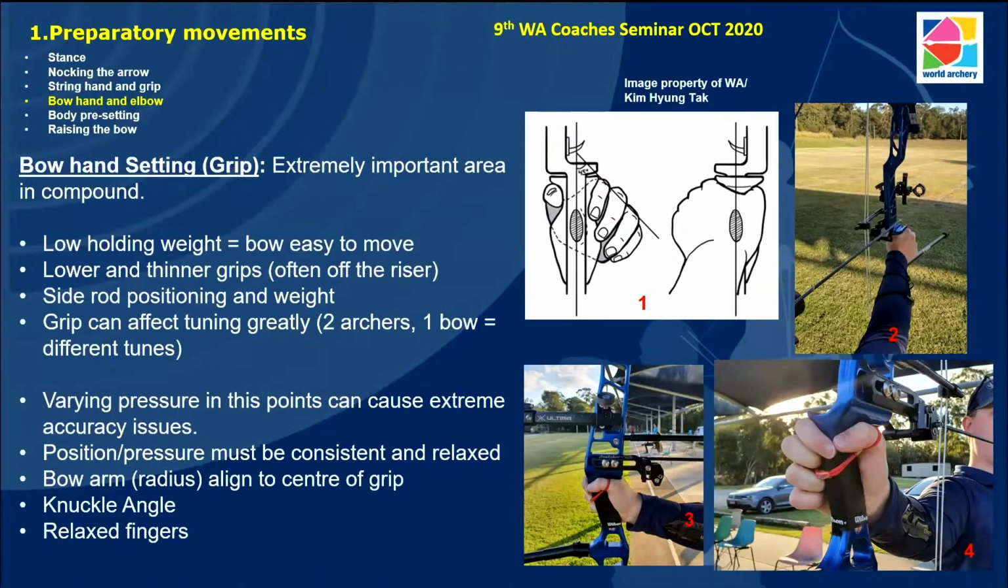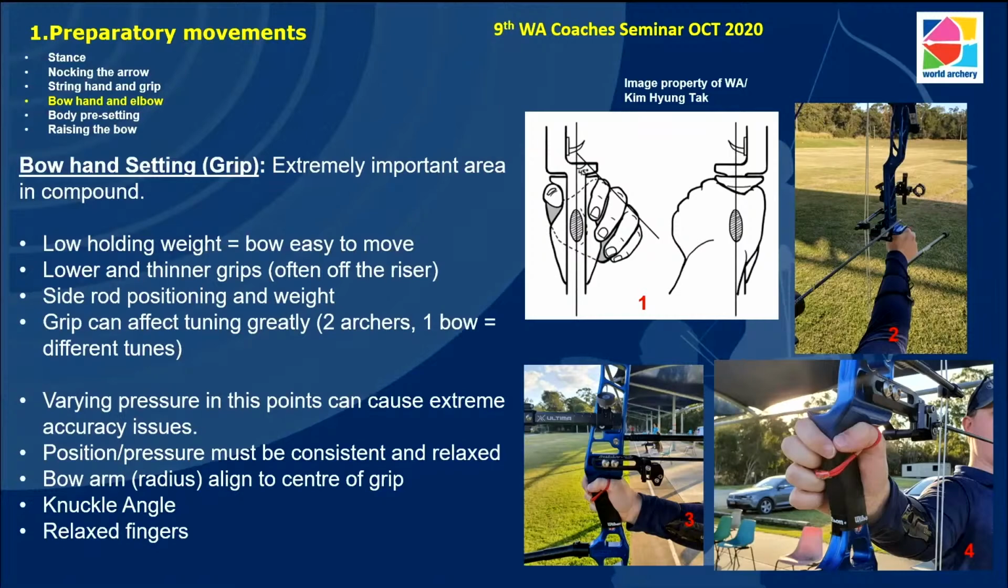And similar to our last slide, I've added an image here, image number 1, from the World Archery Coaches Course. This image, created by Kim Hyung Tak, I believe, is of an archer's hand in a recurve bow. Images 2, 3, and 4 are of a young compound archer here in Australia and how they interact with that grip. The actual parts and focus that I will have on that grip are very similar from the recurve to the compound. I see almost no difference between the two.